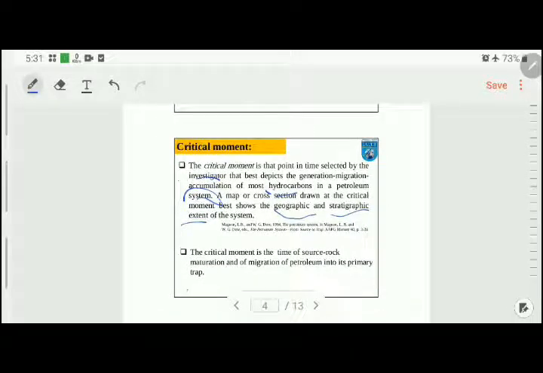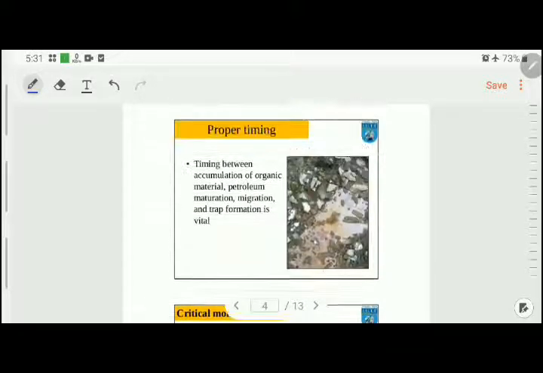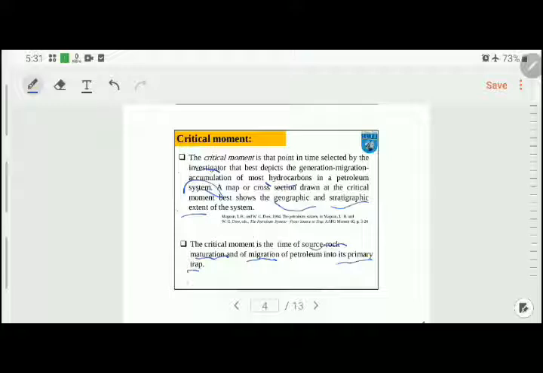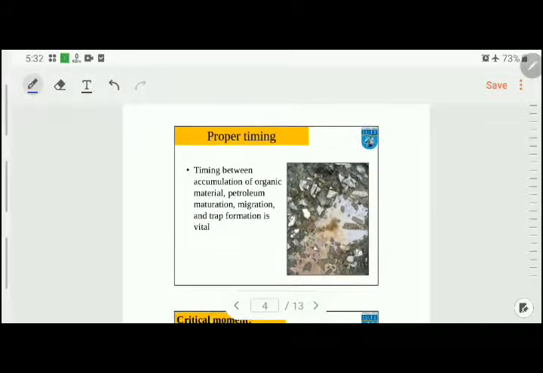So the critical moment, as meant in this chapter, is the time of the source rock maturation and the migration of petroleum into its primary trap. I have just discussed the next slide before the previous slide.